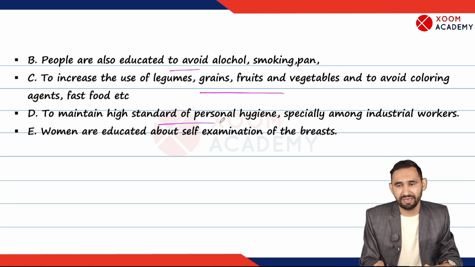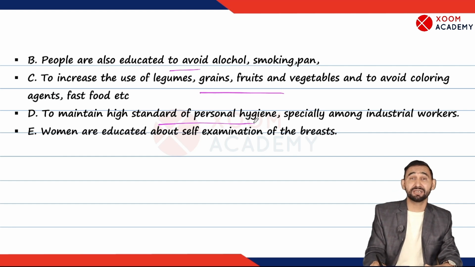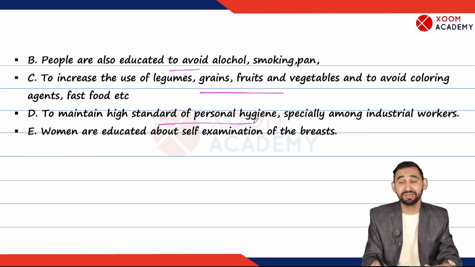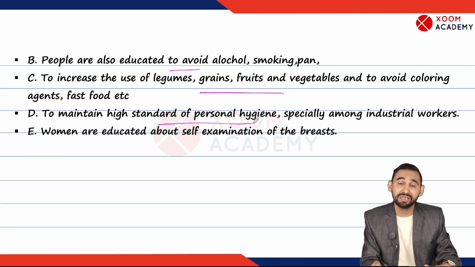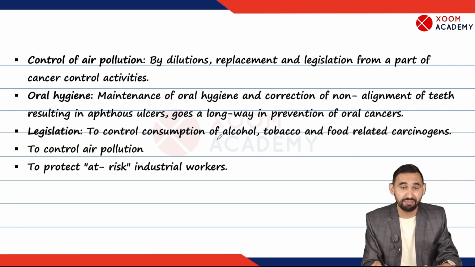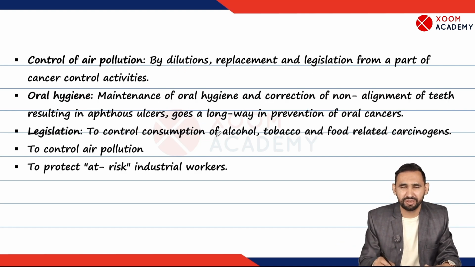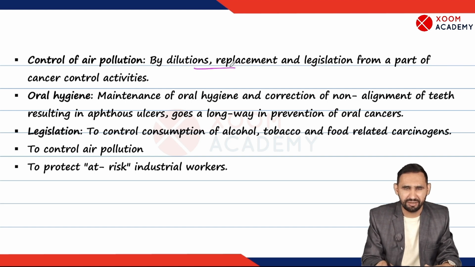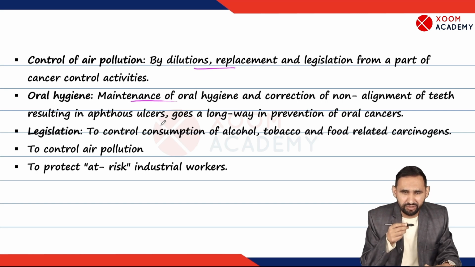Personal hygiene should be maintained, especially in industrial workers. People who are working in industry should use gadgets and personal protective measures. Personal hygiene should be maintained by females. It can prevent cervical cancer. Socioeconomic status also plays an important role. Air pollution should be controlled. There should be legislation. There should be dilution of air. Oral hygiene should be maintained. Teeth alignment should be maintained.